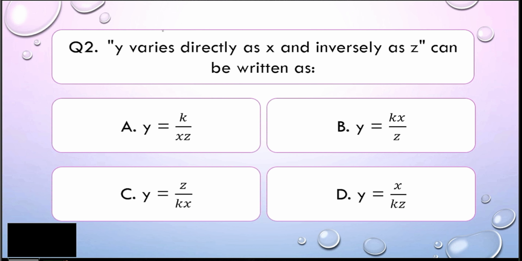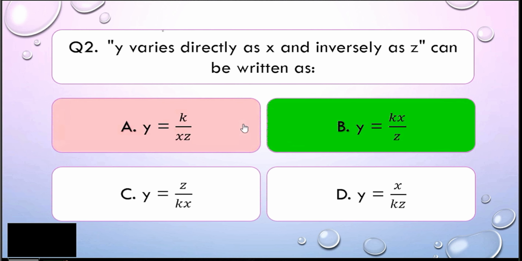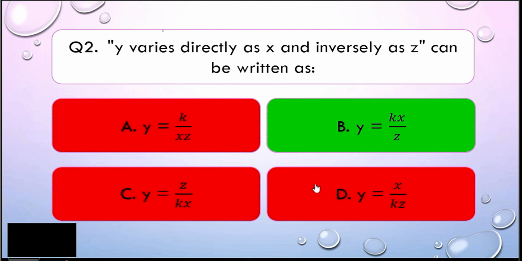Then it says here inversely as z. When we talk about inversely, it is basically using division. So, divided by z. That will give you y is equal to kx over z. And that is our letter B. We got it, my dear math learners. Easy, right? Very easy. So now let us go to question number 3.